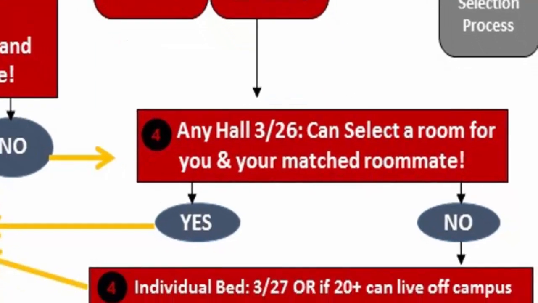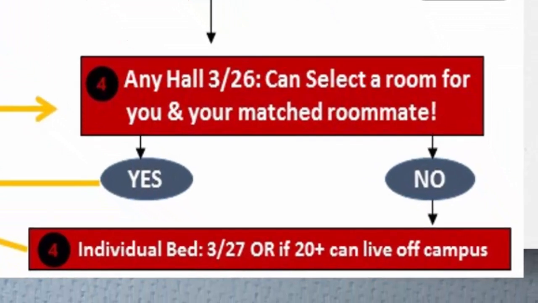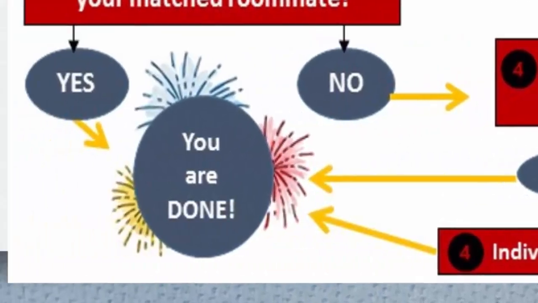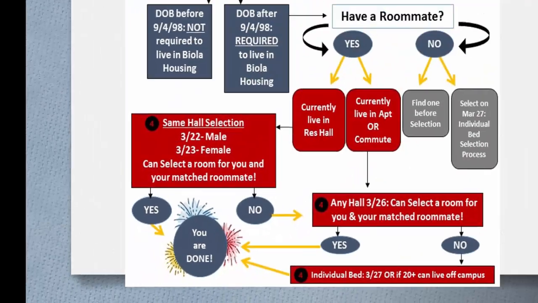After any hall selection, if you don't have a roommate, or if you want to live in a designated single room, you'll select a room during individual bed selection. Once you select a room, you can't change your mind, so make sure you choose wisely as you go through this process.